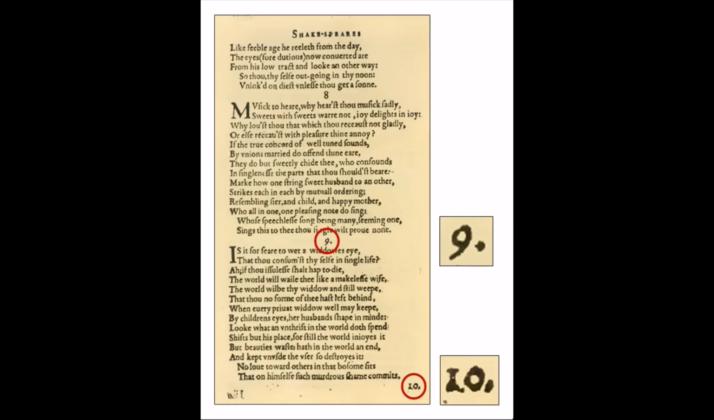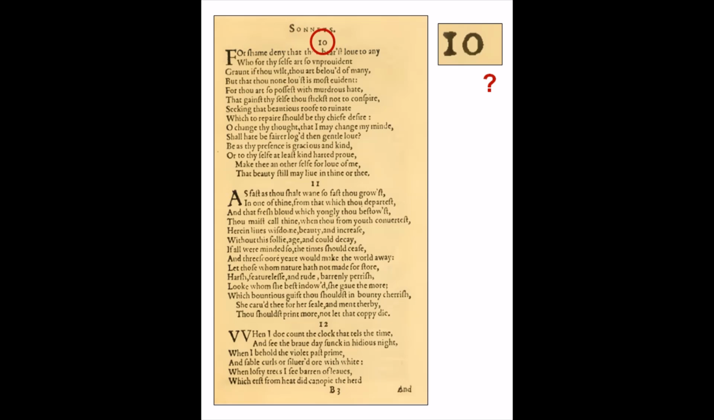Starting with Sonnet 9, a few of the sonnet numbers are printed with periods or dots. On the same page with Sonnet 9, the catchword is the number for Sonnet 10, and it also has a dot. But on the next page, the number 10 for the actual sonnet is missing the dot, and I'll explain why later.